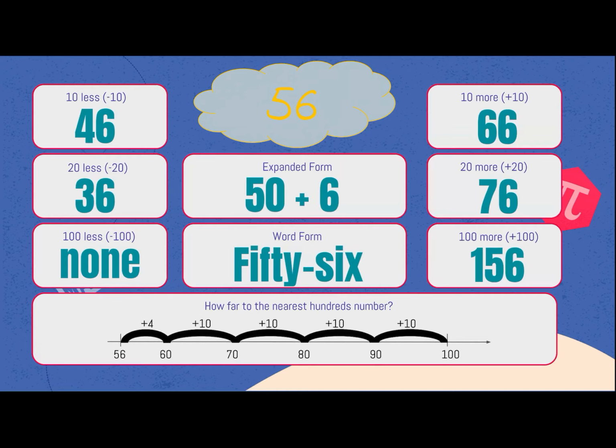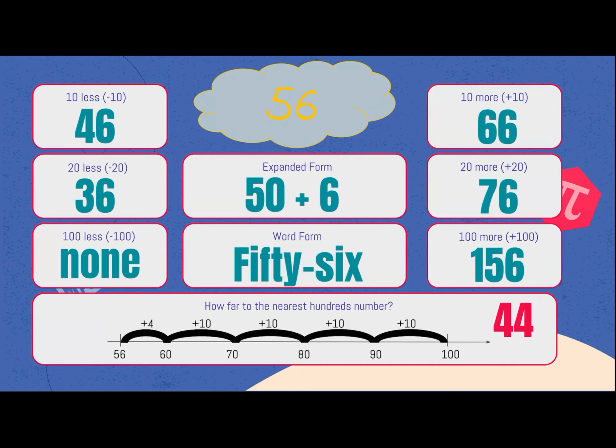I'm going to add 10 more to get to 70. I'm going to add another 10 to get to 80, another 10 to 90, and 1 more is going to get me to 100. So my closest hundreds number to 56 is going to be 100. But how far am I? To figure that out, you're going to add all those numbers on the top. So I'm going to add my 4 plus 10 plus 10 plus 10 plus 10. So that answer is going to be 44. I am 44 numbers away from my nearest hundreds.